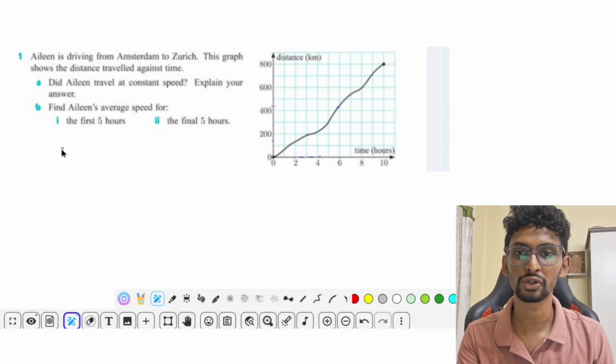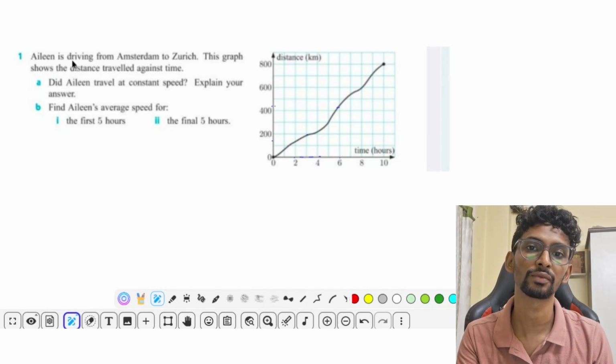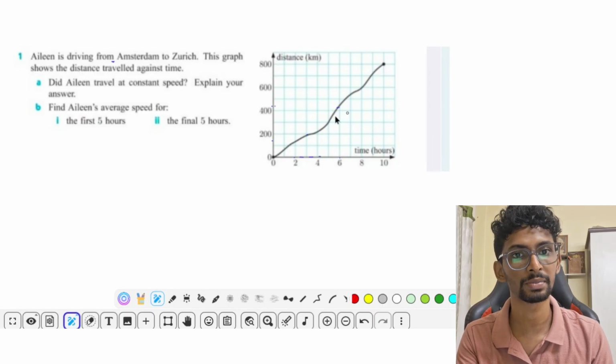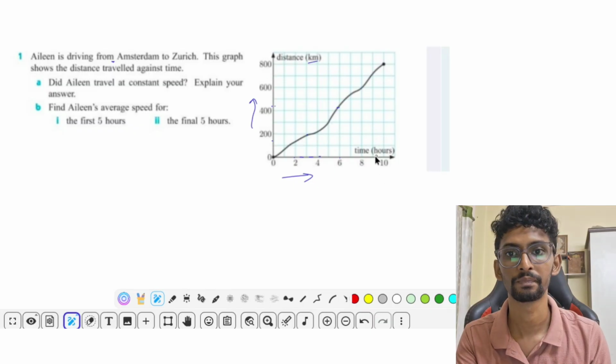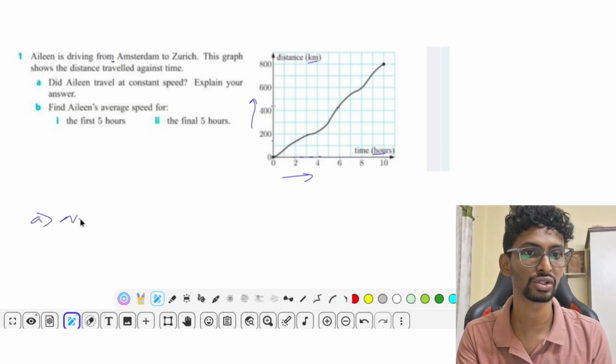So now let us solve this question using average rate of change. The question says Alan is driving from Amsterdam to Zurich. This graph shows the distance traveled against time. The y-axis represents distance and the x-axis represents time. Distance is in kilometer, time is in hour. Did Alan travel at constant speed? Answer is no, because it's not a straight line.